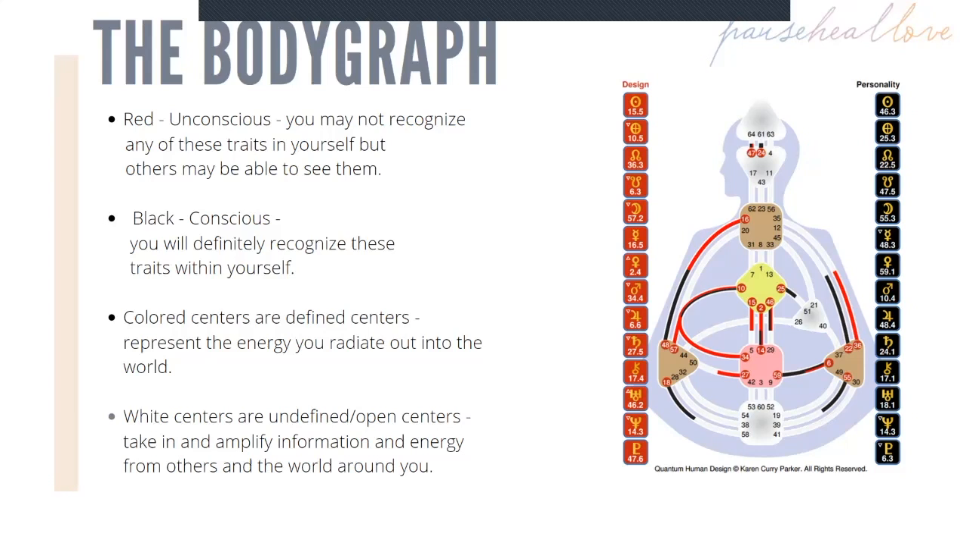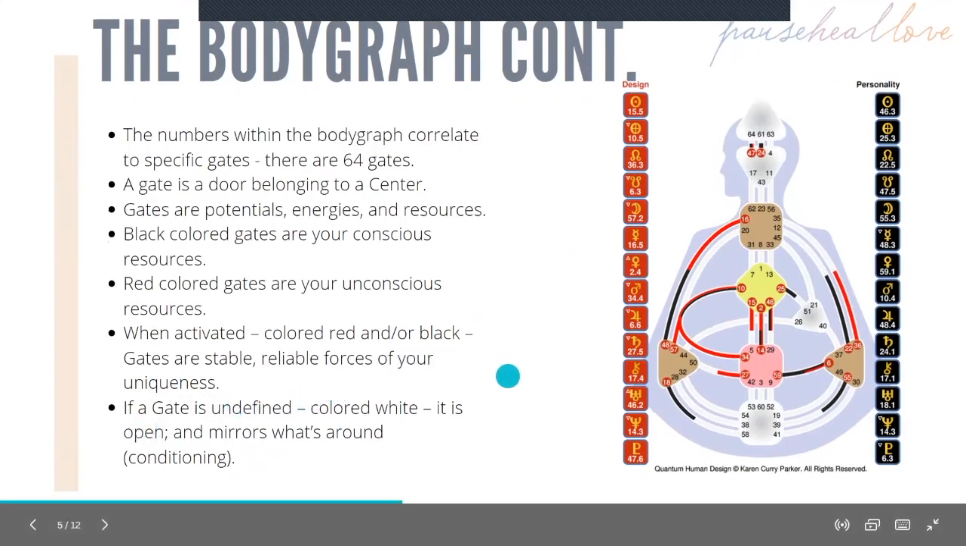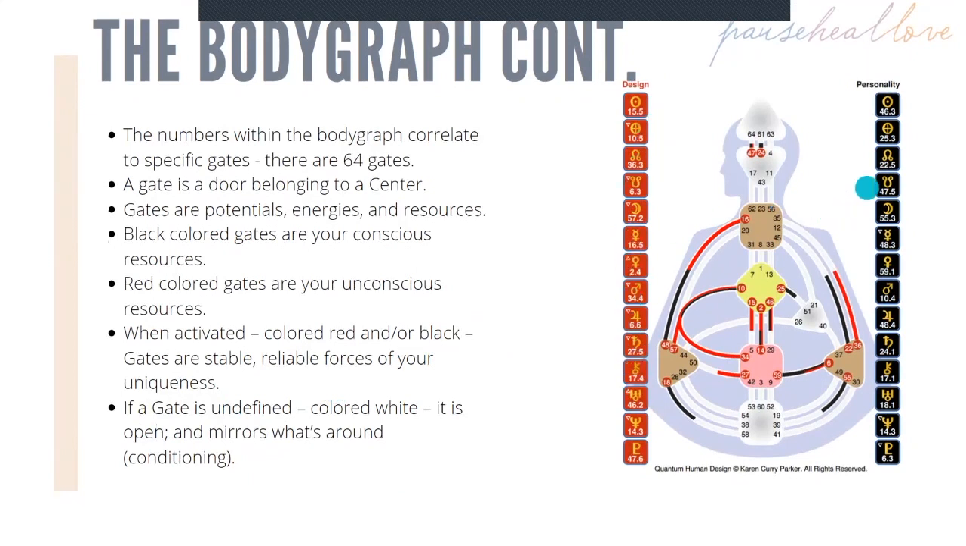It just simply is. The numbers within the body graph correlate to specific gates. There are a total of 64 gates. So you'll see the numbers along the side, and you'll also see the numbers within the centers of your body graph. And the numbers are specific gates. A gate is a door belonging to a center. Gates are potentials, energies, and resources. Black colored gates are your conscious resources. Red colored gates are your unconscious resources.